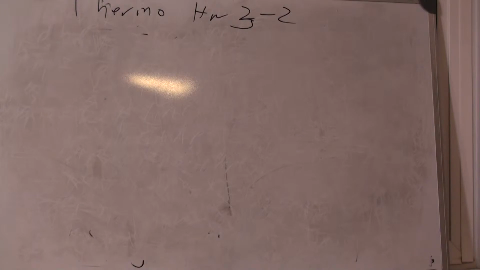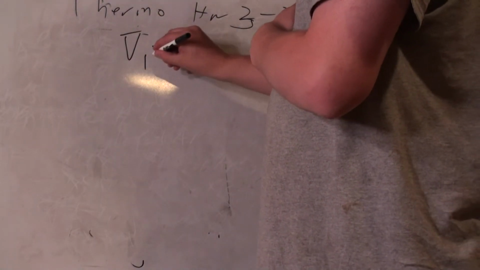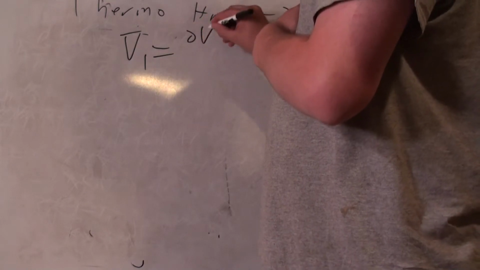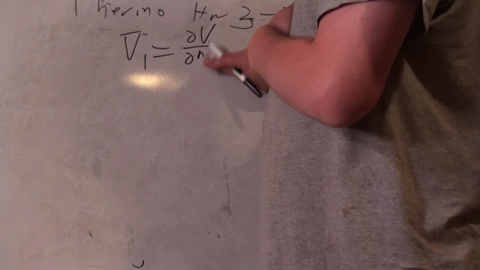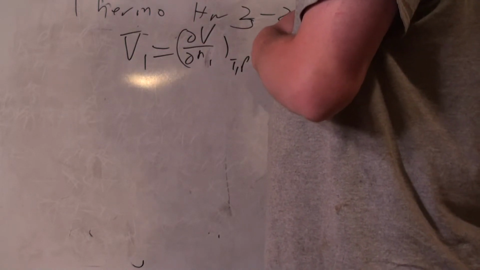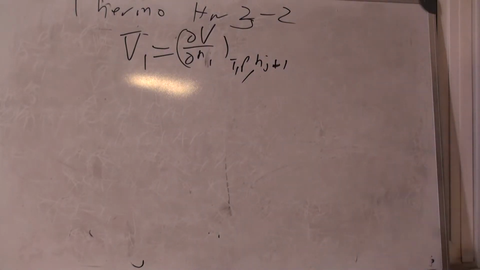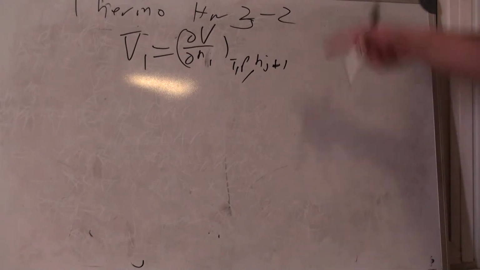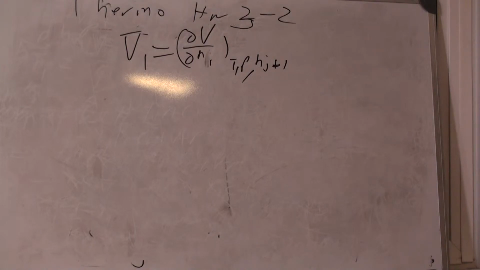Number two, I write down the definition. So partial molar V1 is equal to the partial derivative of capital V with respect to n1, at constant T, P, n_j not equal to 1. And you're like, okay, Dr. Hadley, do I really need all that? Yes. You need everything. Because if this is not constant T, P, n_j not equal to 1, then it is not a partial molar property.